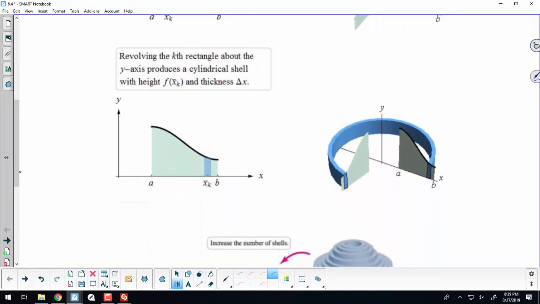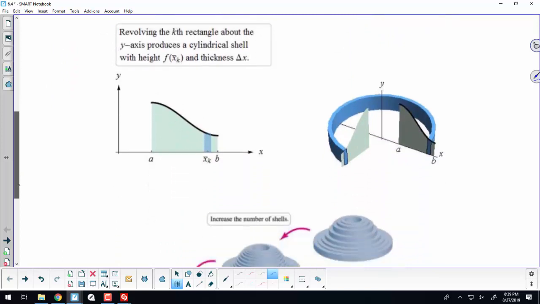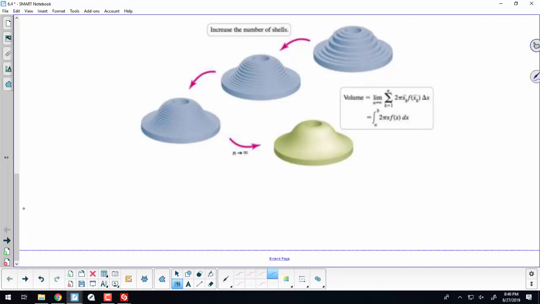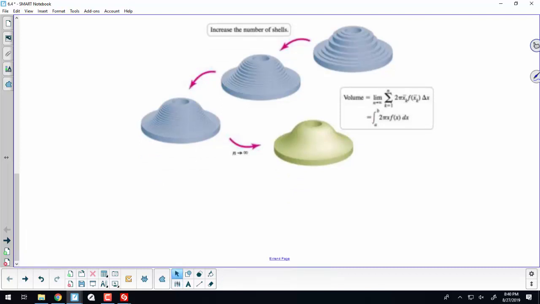So here's the basic morphology of it. We look at the crude approximation, and then we let the number of those cylinders go to infinity, which turns the sum into an integral, which gives us the exact volume of that figure. You can see the formula listed there already, but think about it this way.